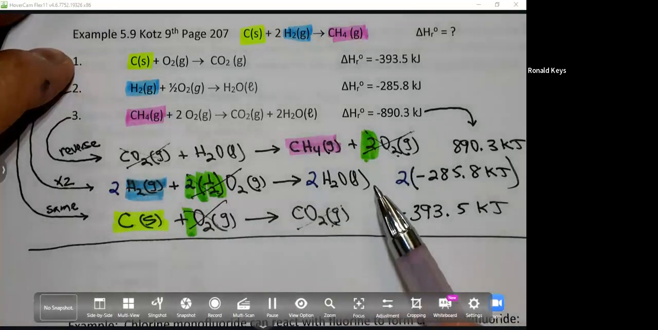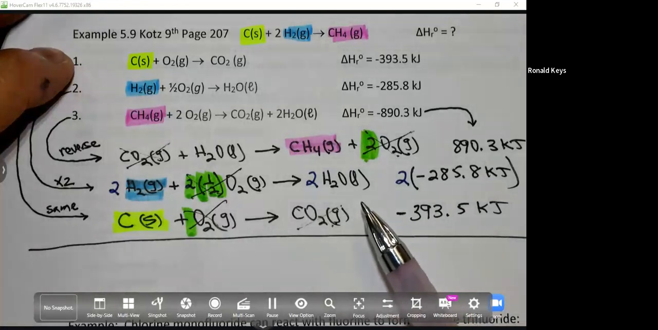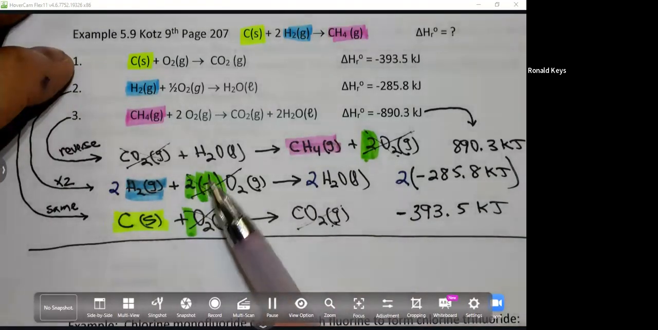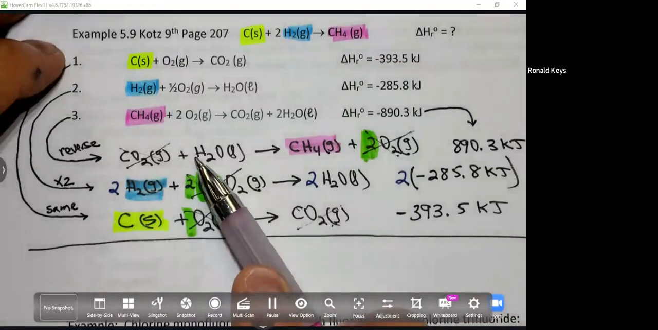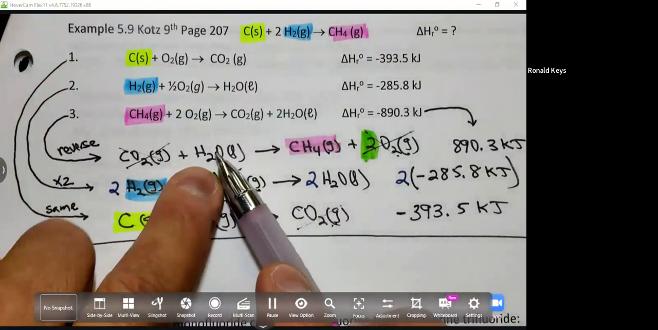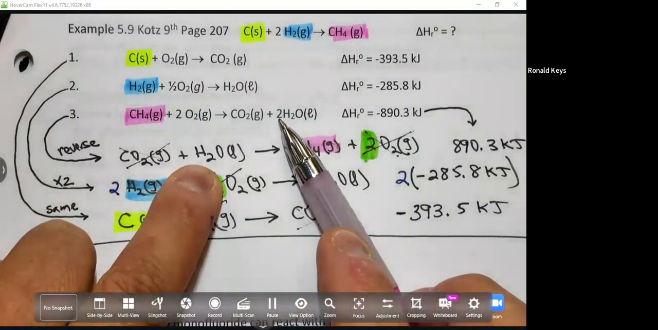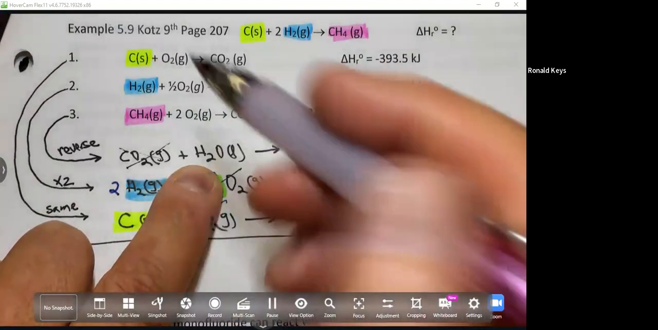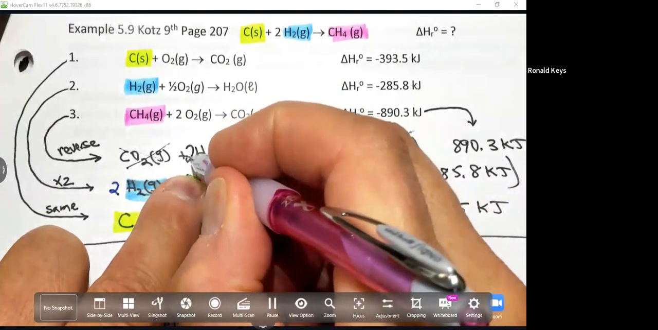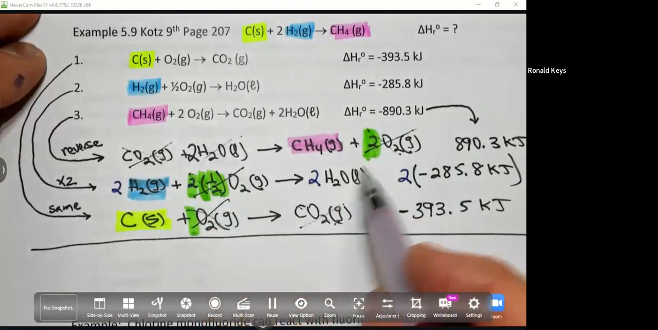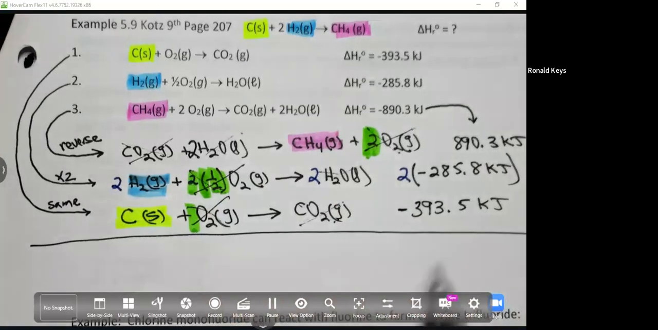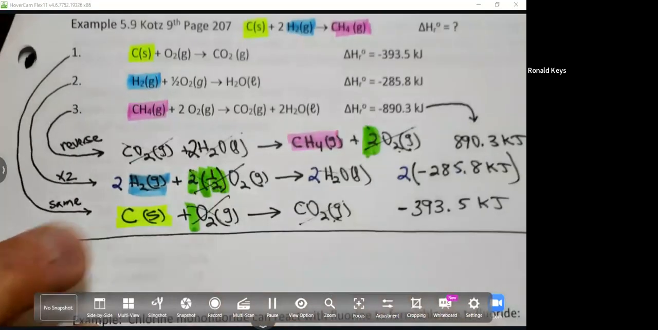And why do I have an extra water here? What did I miss? I missed this 2. When I reversed this, I did not put this 2 in here, right? So we need to put this 2 right here. And now that cancels out as well. So make sure you stick that 2 right there, otherwise, woo.